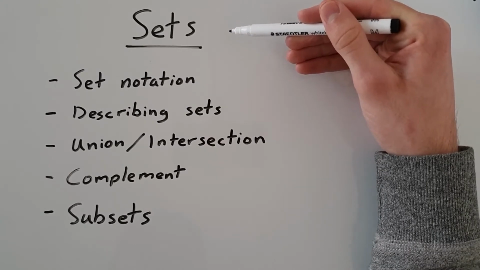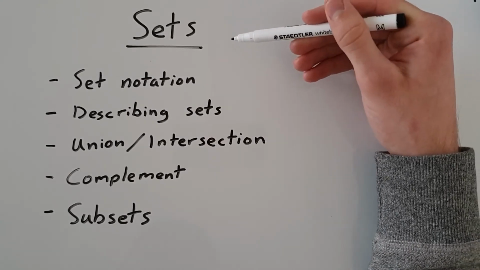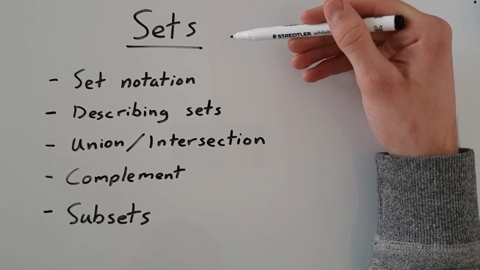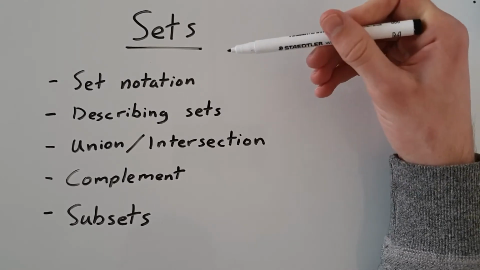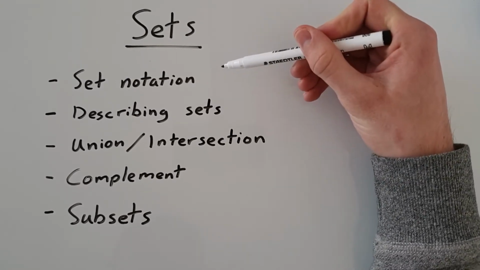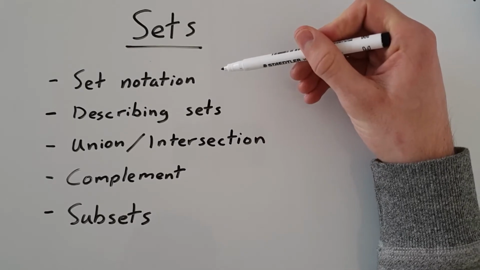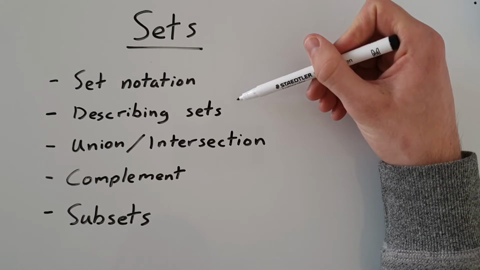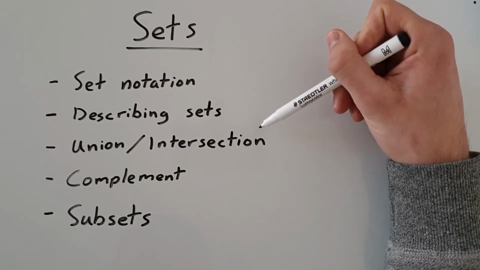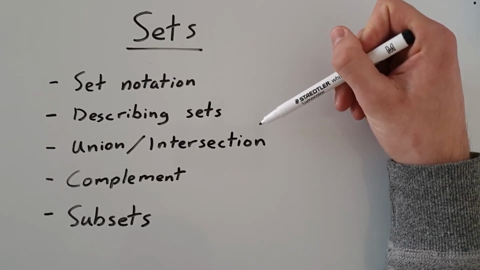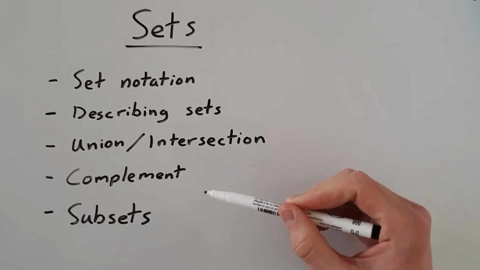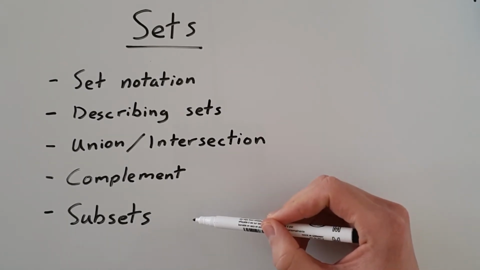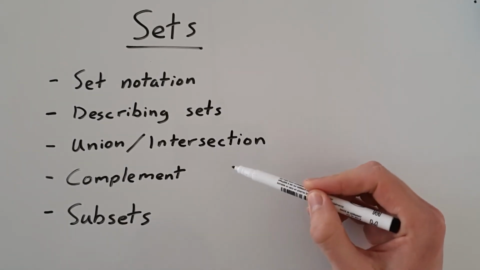In this video we're going to be looking at sets. A set is essentially a collection of things, so in maths that will be a collection of numbers. We're going to be looking at set notation, so all the symbols that make up sets and what they mean. We're then going to be looking at how we can describe sets using symbols and numbers and even words. We're then going to be looking at the union and intersection of sets, the complement and then subsets, and I'll be showing you some examples of all of this stuff as well.